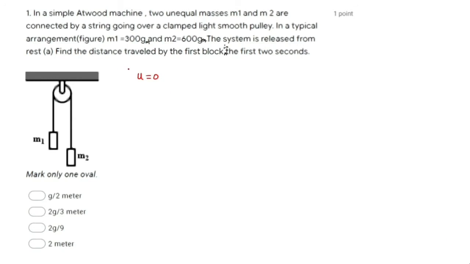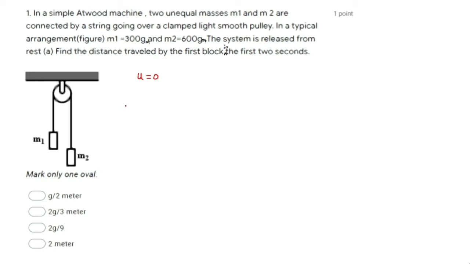Now let's discuss question number 1. In a simple Atwood machine, two unequal masses M1 and M2 are connected by a string going over a clamped light smooth pulley. In a typical arrangement, it is given there in the figure. M1 is given as 300 gram, M2 is given as 600 gram. The system is released from rest, that means the initial velocity is equal to 0. Find the distance traveled by the first block in the first 2 seconds.